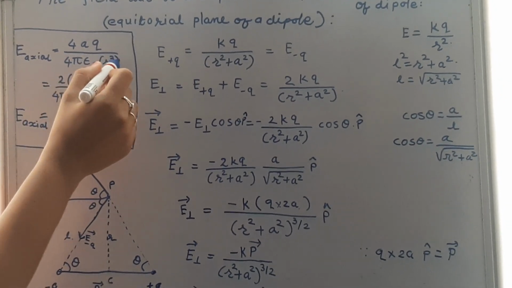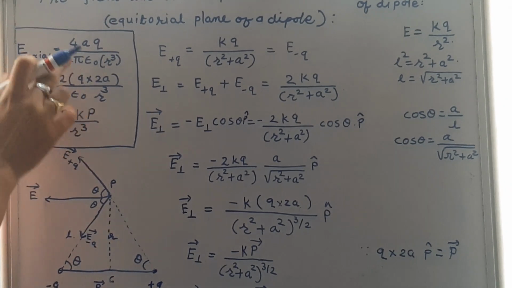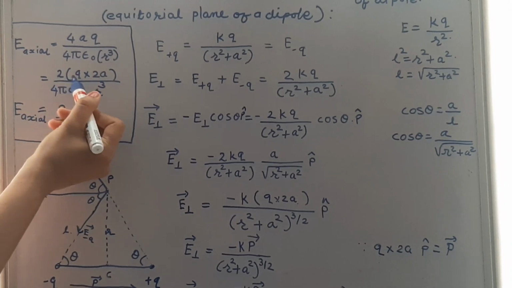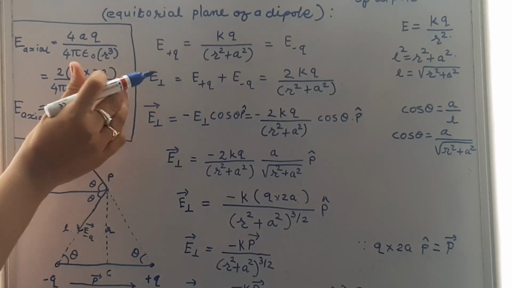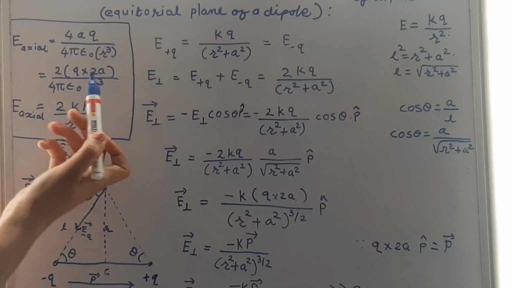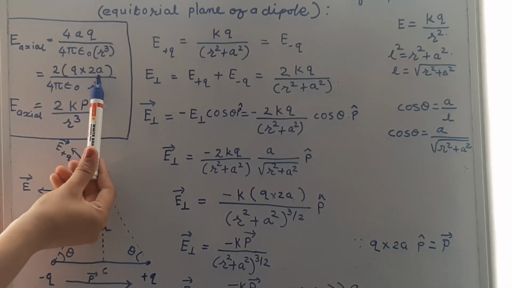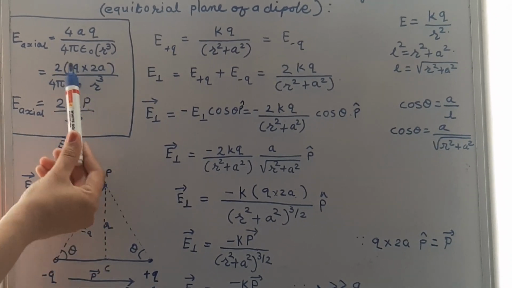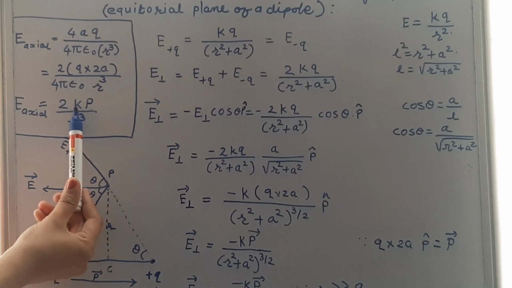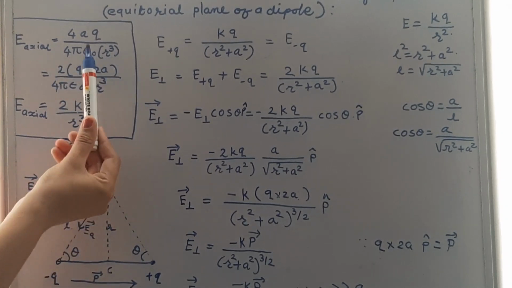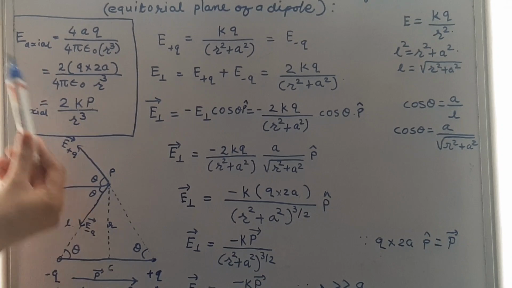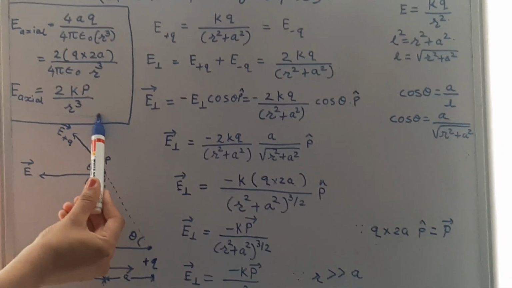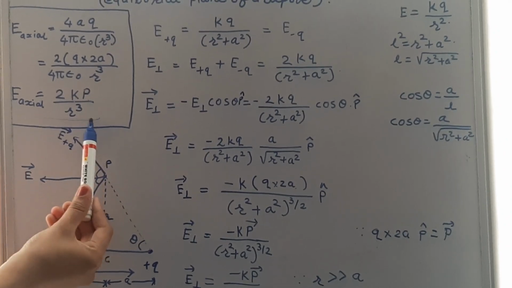upon 4 pi epsilon 0 r cubed. If I write this term in this manner, 2 common, q multiplied by 2a, this becomes our dipole moment, charge multiplied by distance, which is denoted by p, and 1 upon 4 pi epsilon 0 is k. So I can write this term as 2kp upon r cubed. So this is your E axial, the electric field at a point located on the dipole axis.